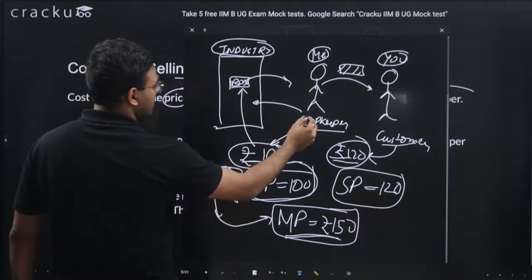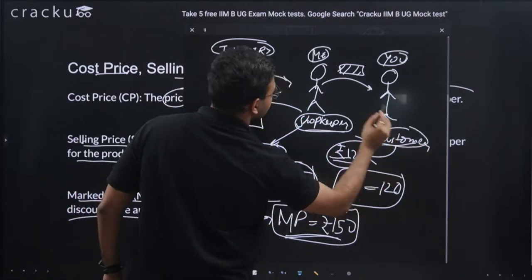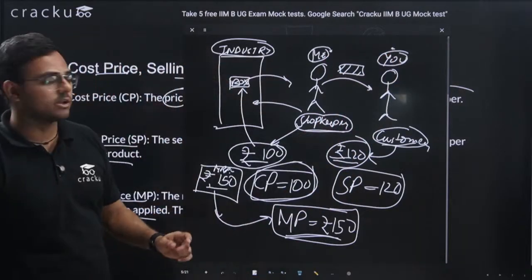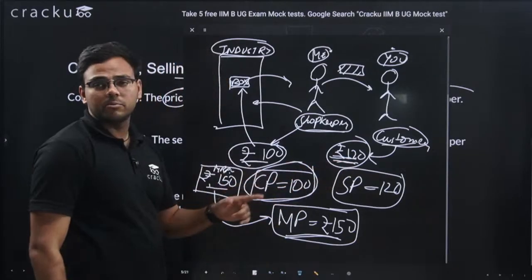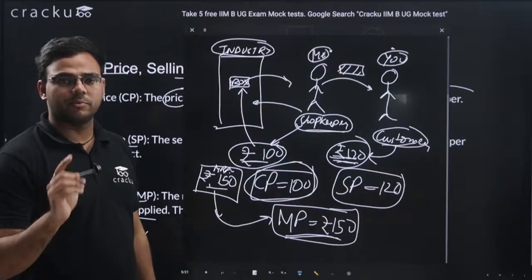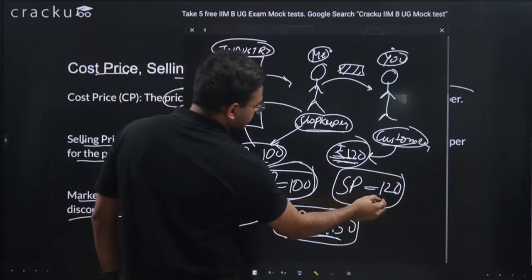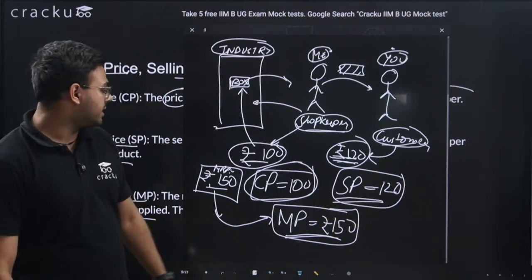Then, as a shopkeeper, I am selling this item to you, the customer, and I say that I will take rupees 120 to give this item to you. So this 120 becomes the selling price of the item. The selling price of the item is rupees 120.